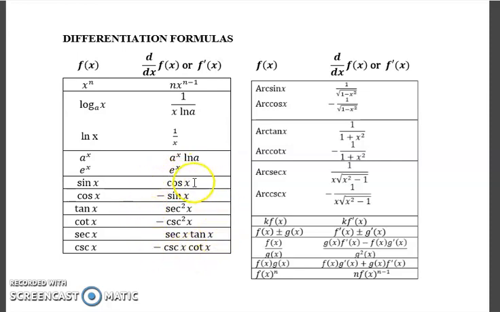These are the derivatives of the 6 trigo functions. These are the derivatives of the inverse trigo functions. Take note that the derivative of arc cosine, arc cotangent, and arc cosecant respectively are the negative of the derivative of arc sine, arc tan, and arc secant.